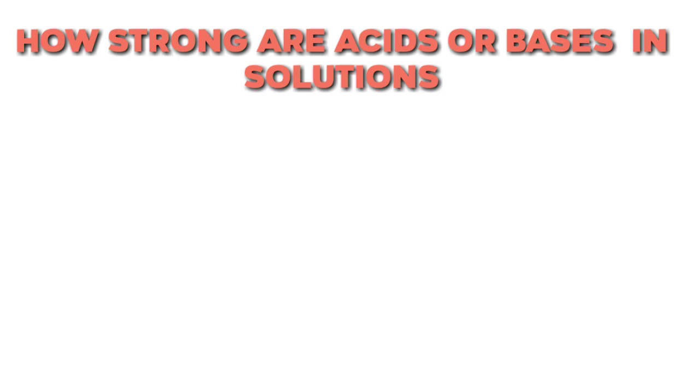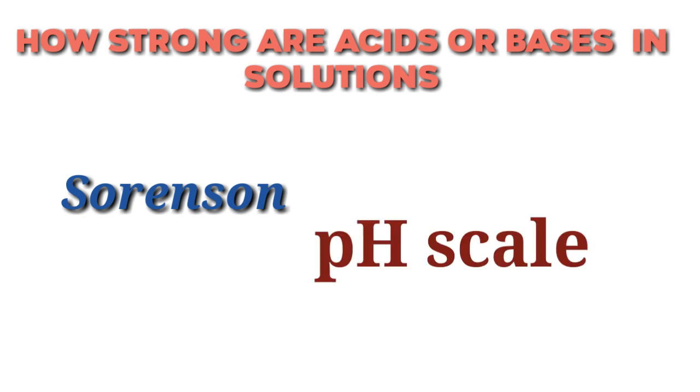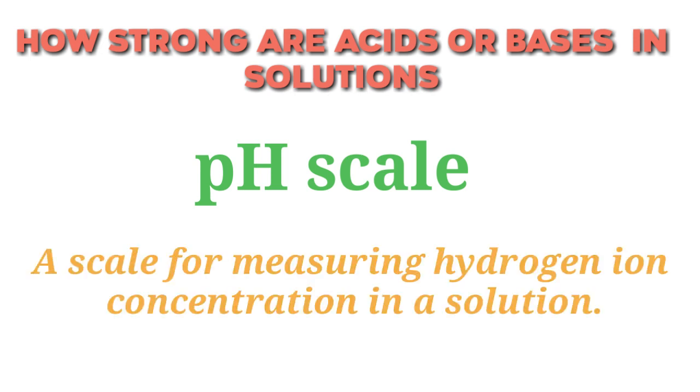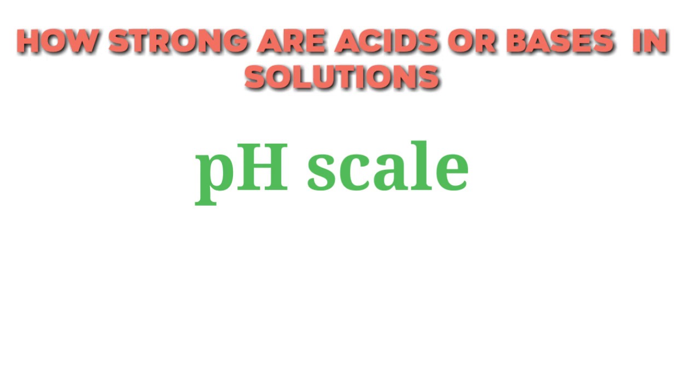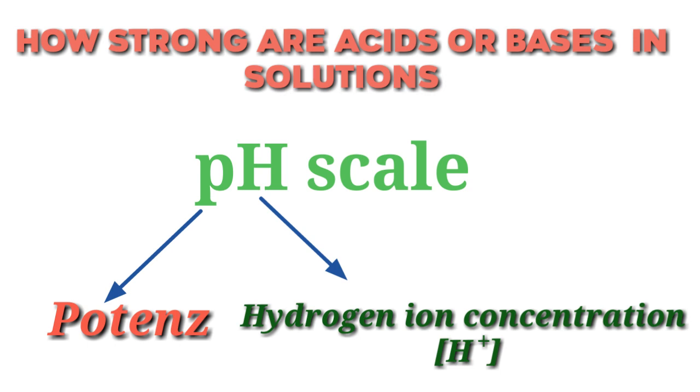In 1909, Sorensen devised a scale known as the pH scale, on which the strength of acid solutions as well as basic solutions could be represented by making use of the hydrogen ion concentration in it. That is, the pH scale is a scale for measuring hydrogen ion concentration in a solution. In the term pH, the letter P stands for a German word potens, which means power, and the letter H stands for hydrogen ion concentration.